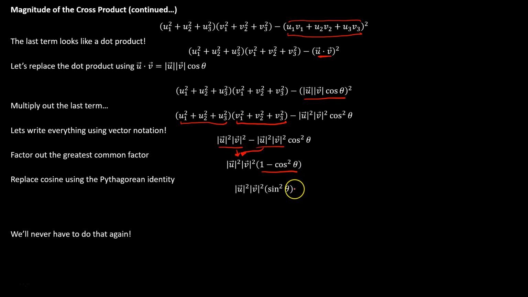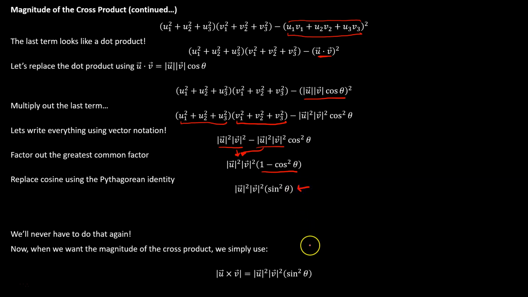We'll never have to do that again, but we have this beautiful shortcut that we can use to calculate the magnitude of a cross product quick. All we need is the magnitude of u, the magnitude of v, and the angle between them. In fact, we don't even have to calculate the cross product to find out what the magnitude of it would be. So this is great news.